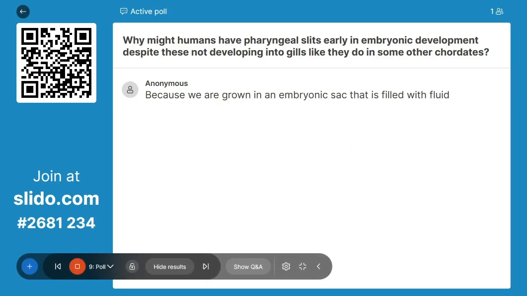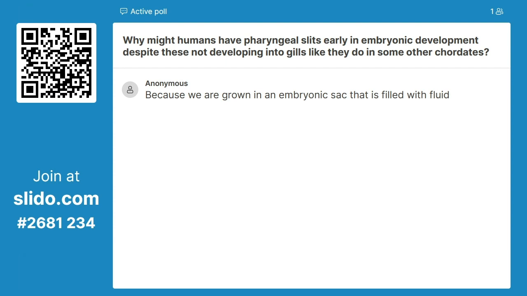So we are grown in an embryonic sac that is filled with fluid. That isn't quite the answer that I was looking for here, but it is a kind of valid point to make. In terms of the importance of that for gas exchange, we don't really need the kind of developed pharyngeal slits that go into gills, in terms of our survival in there, but it's certainly not a bad thought to have. And our next zoom in relates a bit more to the fact that that embryonic sac is important.